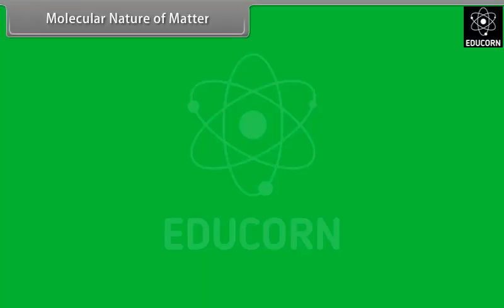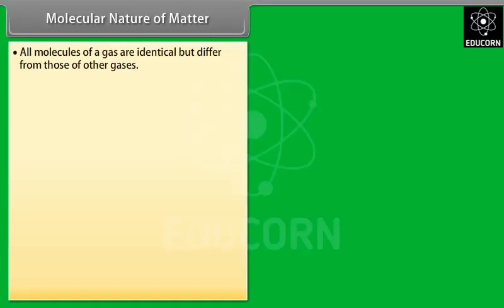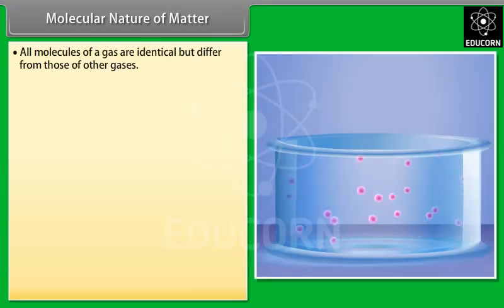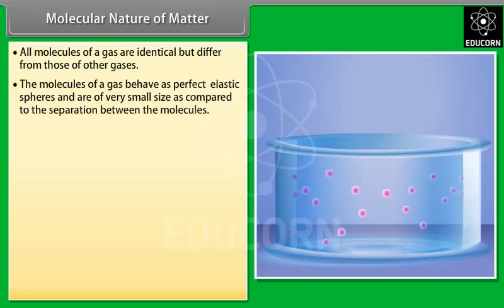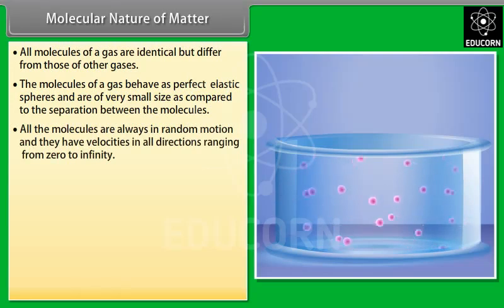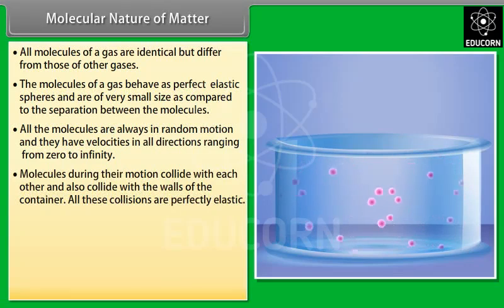Molecular nature of matter. All molecules of a gas are identical but differ from those of other gases. The molecules of a gas behave as perfect elastic spheres and are of very small size as compared to the separation between the molecules. All the molecules are always in random motion and they have velocities in all directions ranging from 0 to infinity. Molecules during their motion collide with each other and also collide with the walls of the container. All these collisions are perfectly elastic.